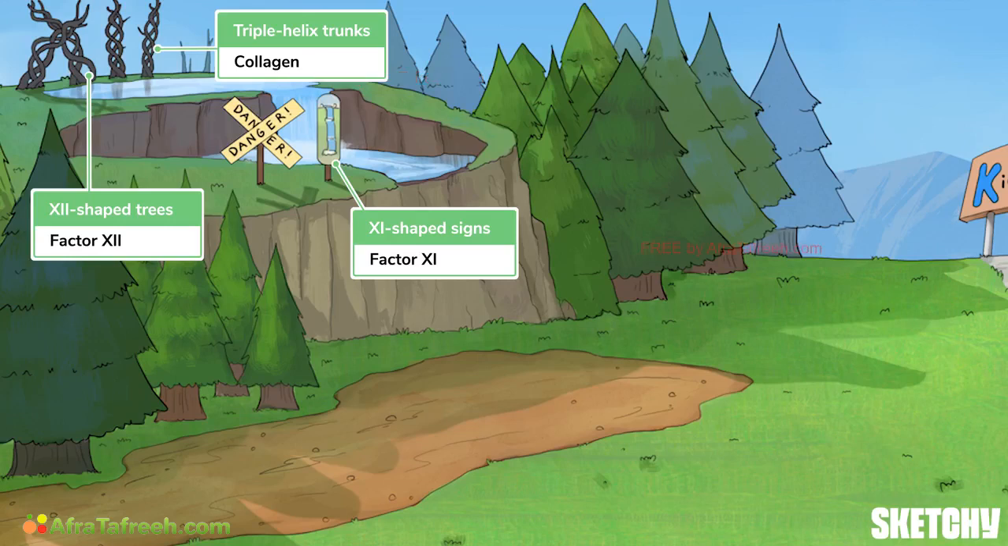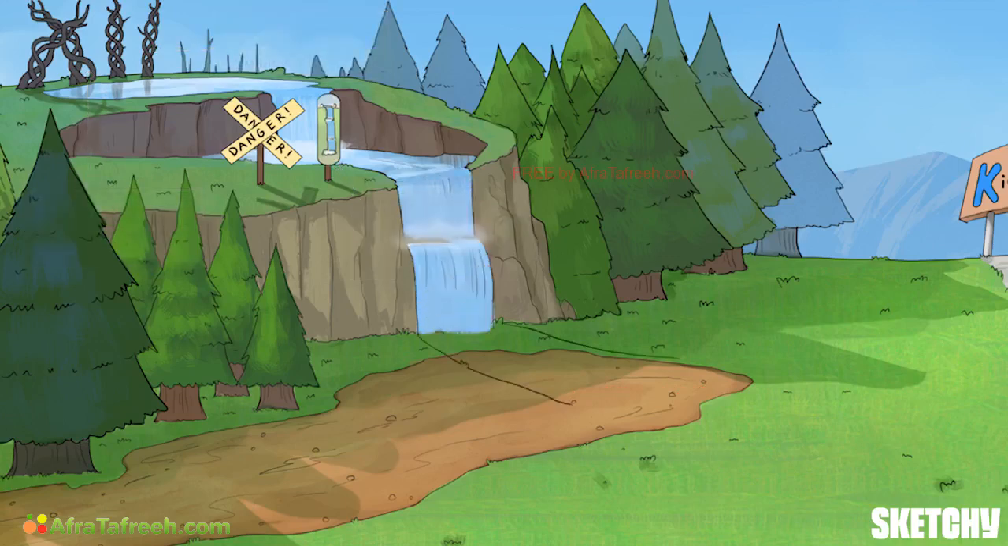Once activated, factor 12 then catalyzes the conversion of factor 11 to 11A, which is represented by these 11, or Roman numeral 11, shaped signs warning of dangerous rapids. But where do these rapids lead? Is there a detour? And what danger lies ahead?